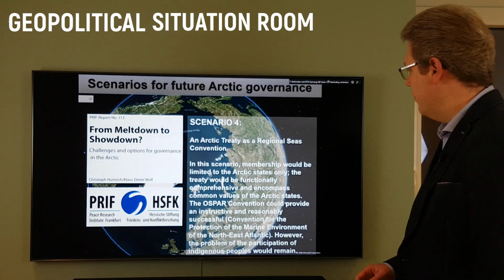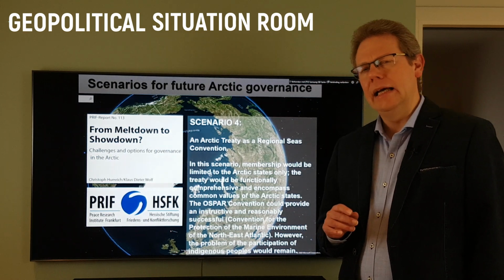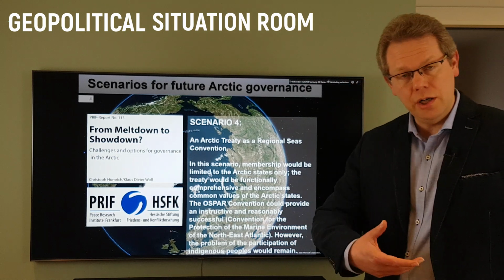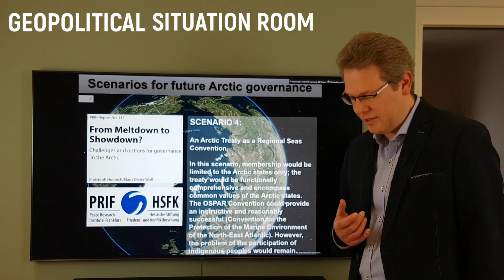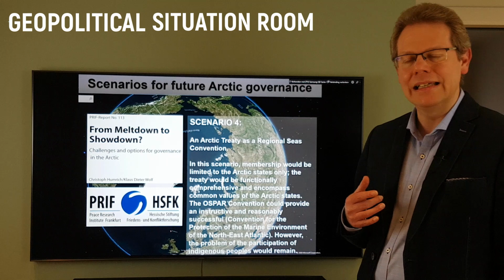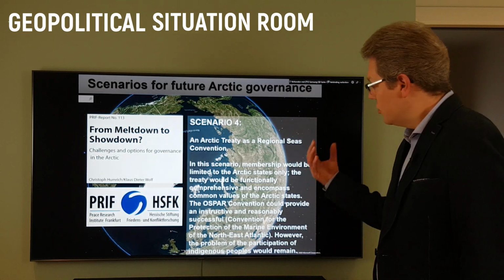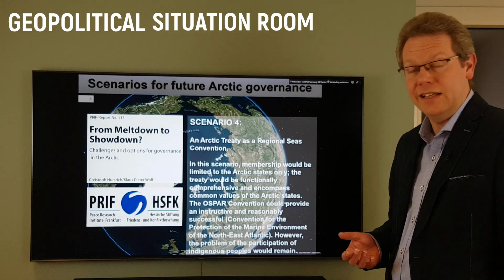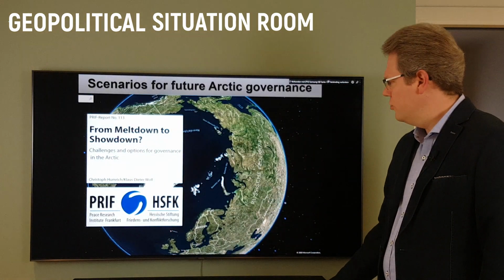If we look at scenario number four, an Arctic treaty as a regional seas convention. Now this is already becoming a bit more likely. This is talking about, for instance, the Arctic region. There is also a gathering of countries there. The paper talks about the OSPAR Convention, and this is the Convention for the Protection of the Marine Environment in the northeast of the Atlantic. This could be seen as a kind of example, a precedent that could be copied and transported, if you will, to the Arctic region. There's a little bit of a problem with the indigenous peoples, how would they be represented, but this is indeed, again, an interesting scenario. Two more scenarios to go.